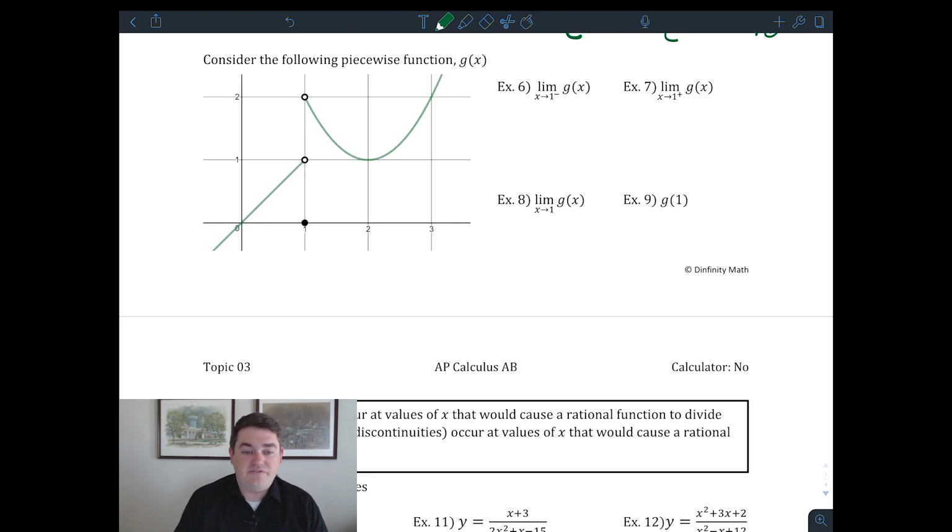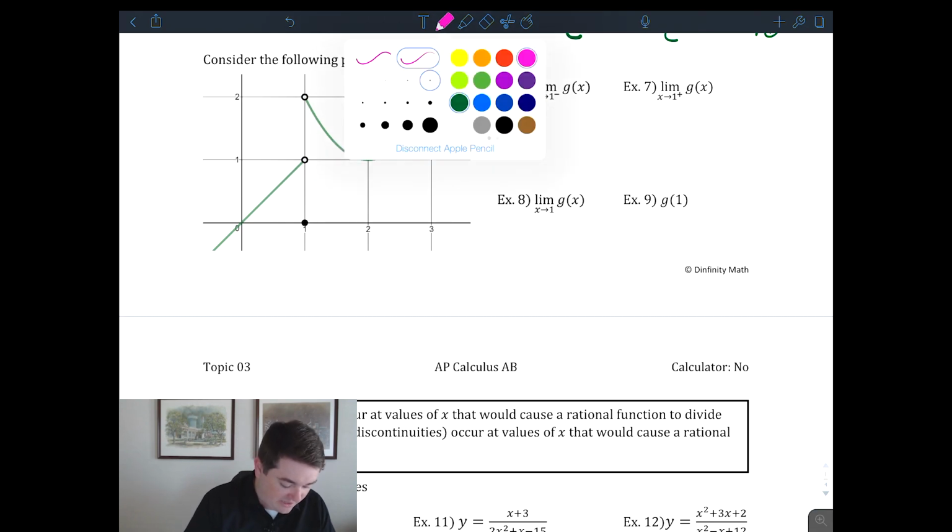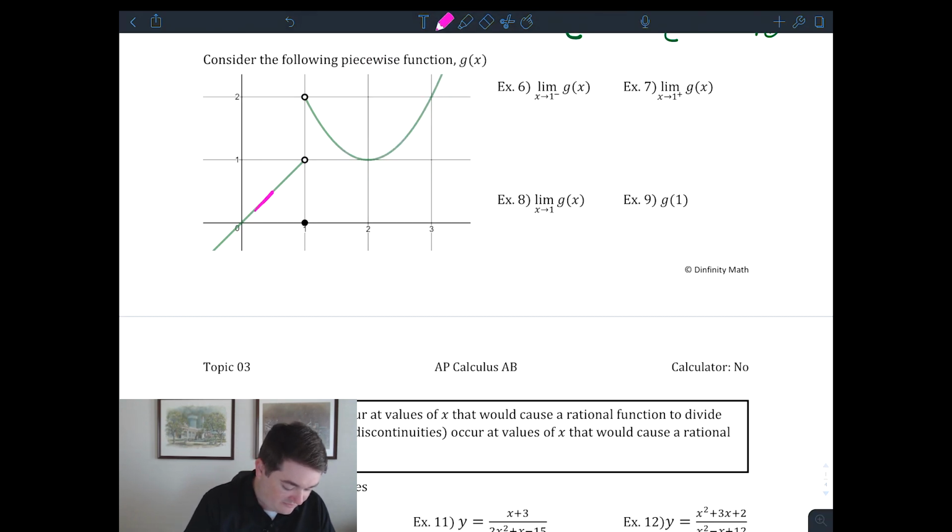Consider the following function g of x. I've got a piecewise function here. Example 6 says find the limit as x approaches 1 from the left of g of x. So I'm going to ride along this graph from the left until I get infinitely close to the x value of 1. And what y value am I approaching?